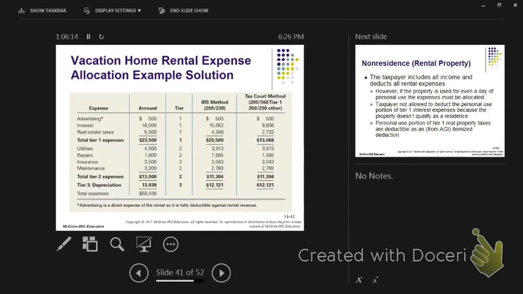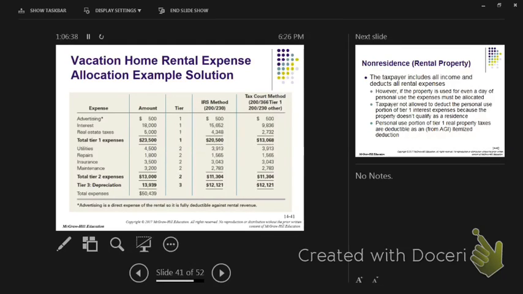The other ones, we multiply 18,000 times 200 over 230. Because the majority of our mortgage interest is regarding the rental. Because we rented for 200 days out of the 230 it was occupied. So even though we can deduct it on our Schedule A, the majority of it's going to go on a Schedule E.